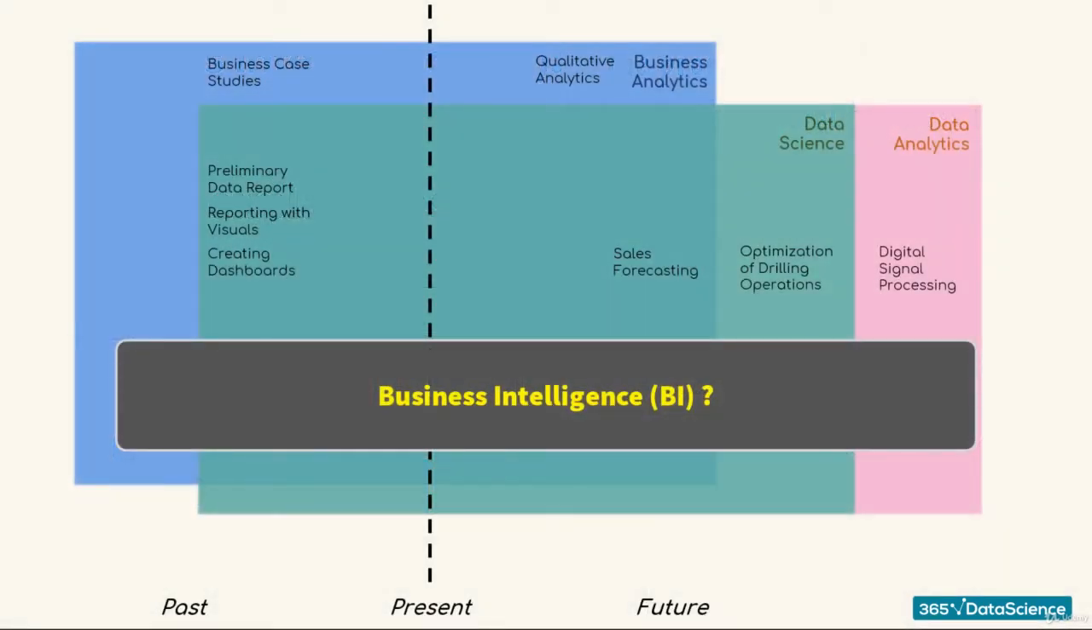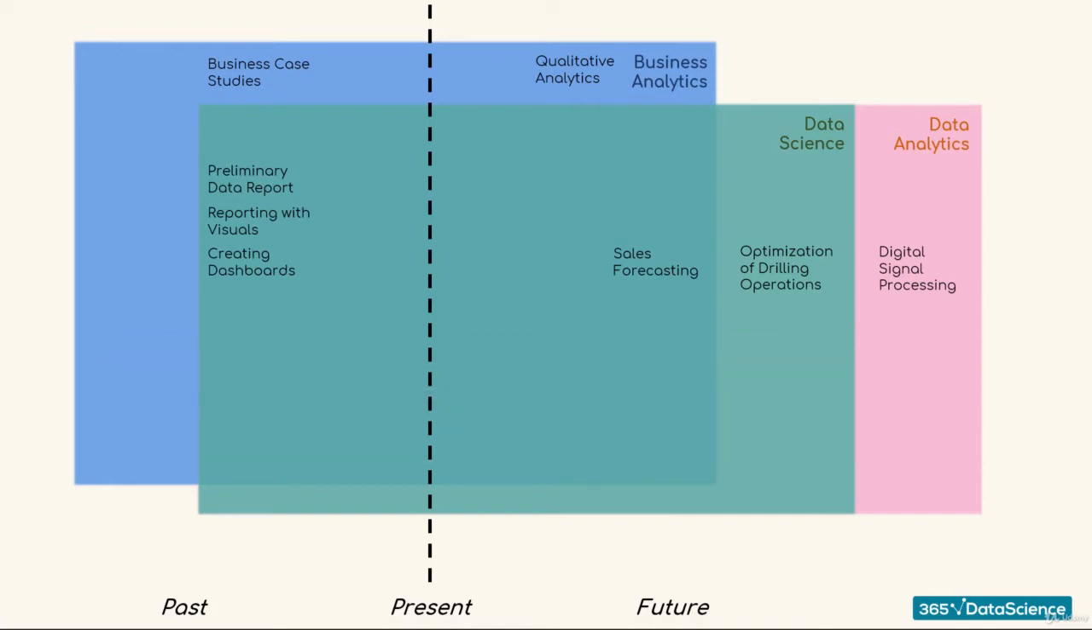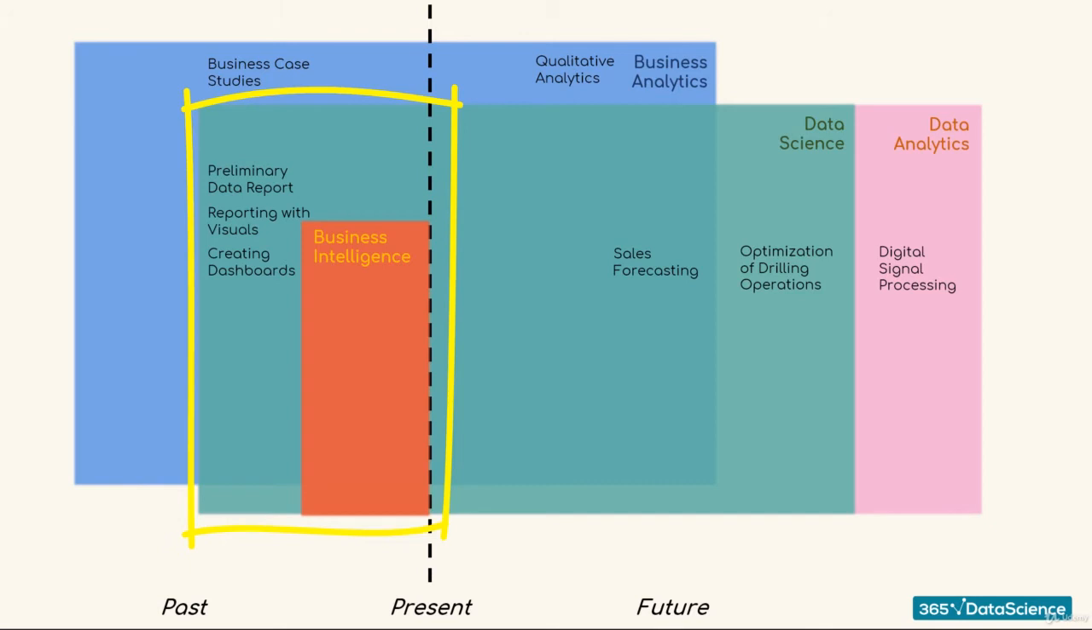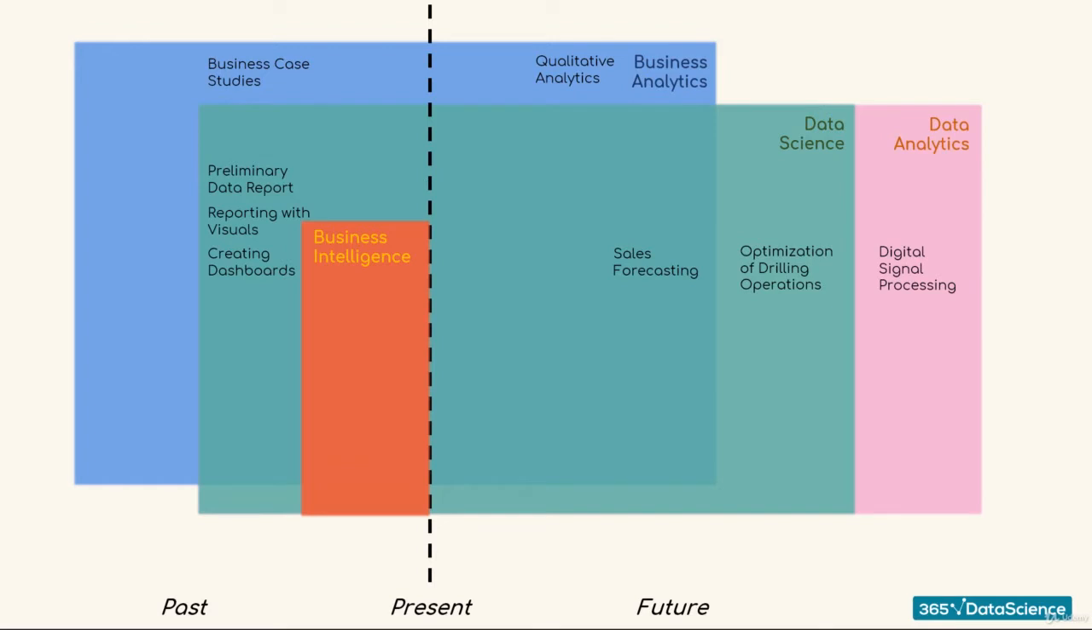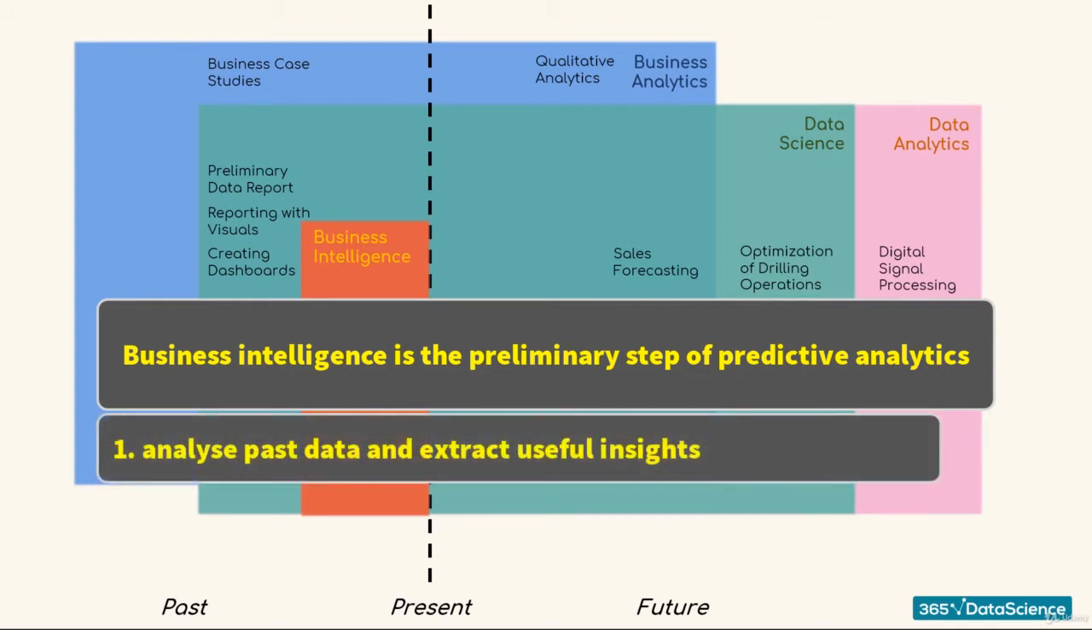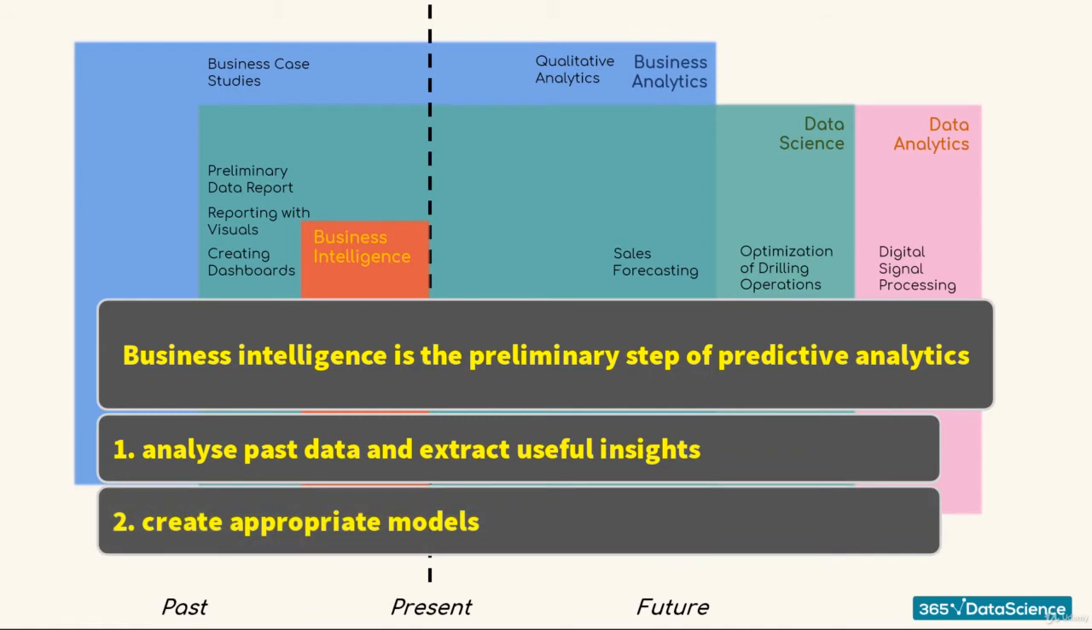So, with this information, we can work out where the business intelligence rectangle should go. It must go on the left of the timeline, as it deals only with past events, and it must sit within the data science rectangle as a subfield. Business intelligence fits comfortably within data science because it is the preliminary step of predictive analytics. It makes sense when you think about it. First, you must analyze past data and extract useful insights. Using these inferences will allow you to create appropriate models that could predict the future of your business accurately.